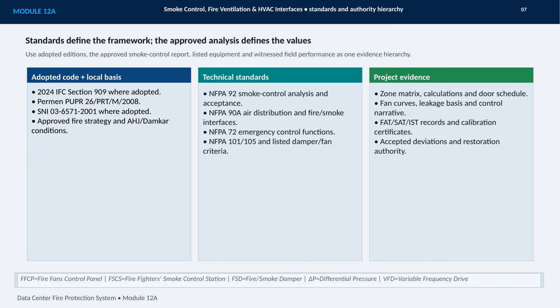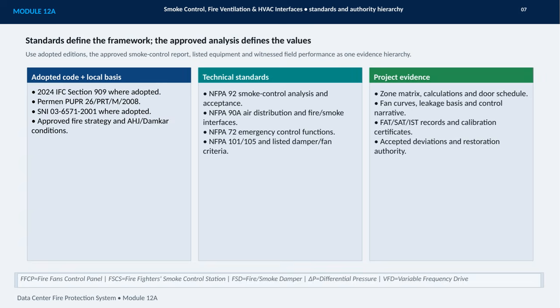Technical standards then provide the detailed criteria. NFPA 92 addresses smoke control analysis and acceptance. NFPA 90A covers air distribution and fire or smoke interface issues, and NFPA 72 addresses emergency control functions. NFPA 101 and 105, along with listed damper and fan requirements, complete that technical layer.